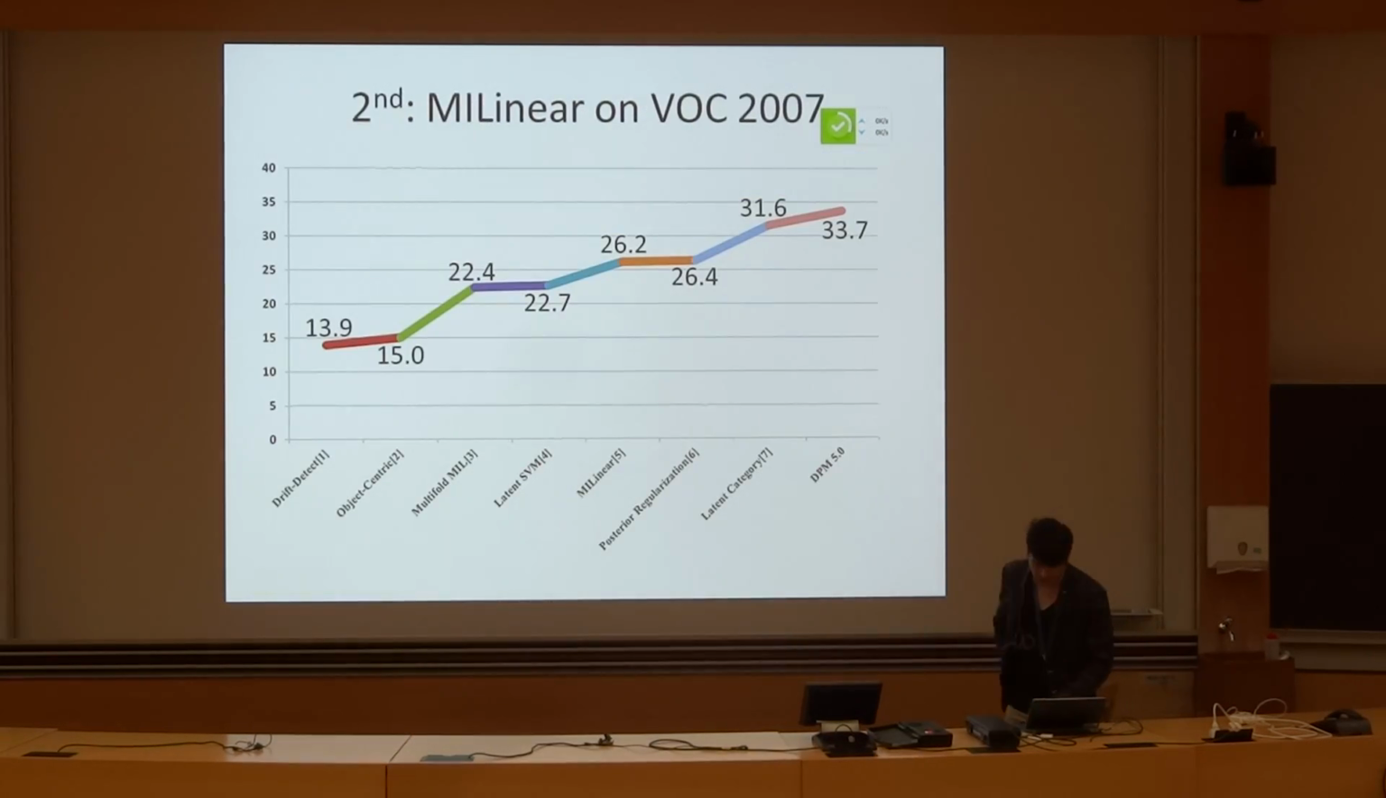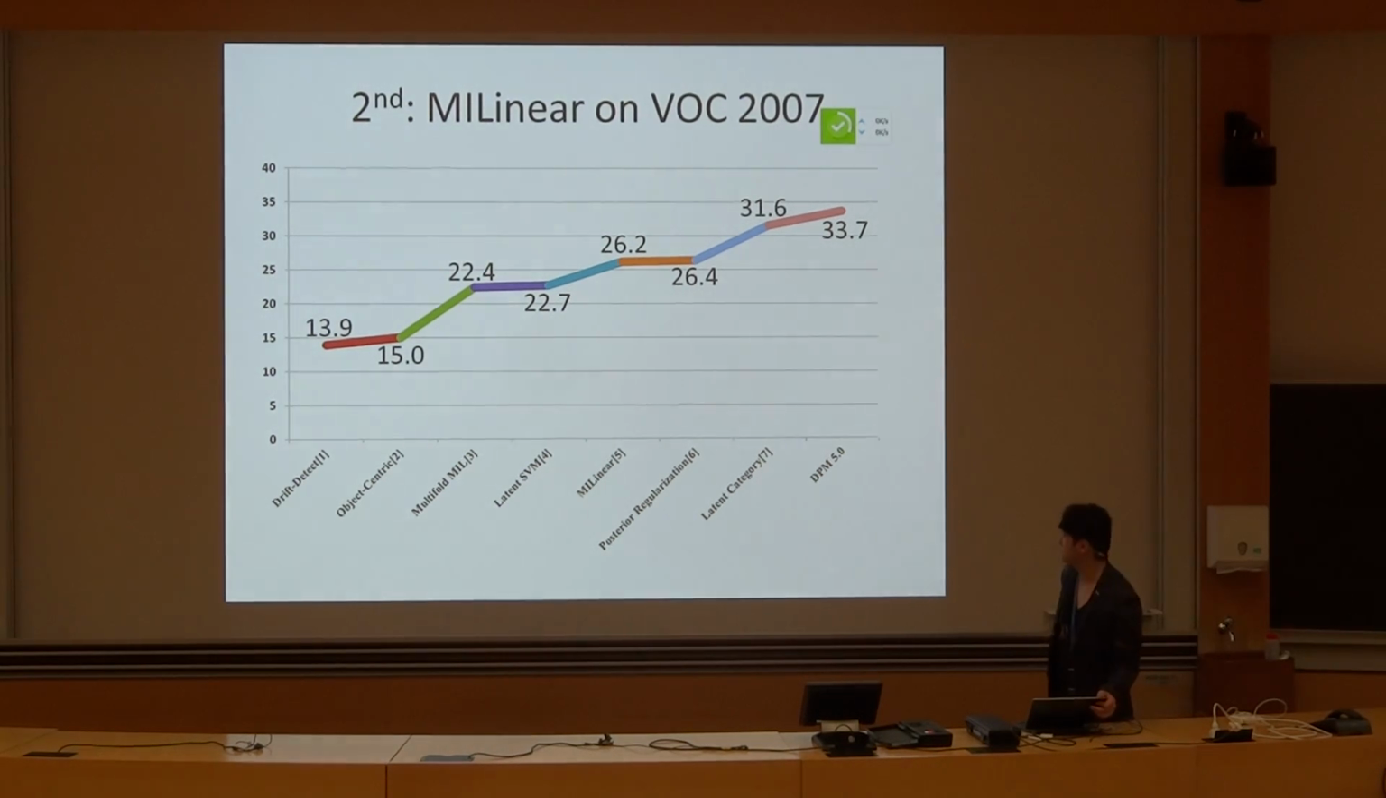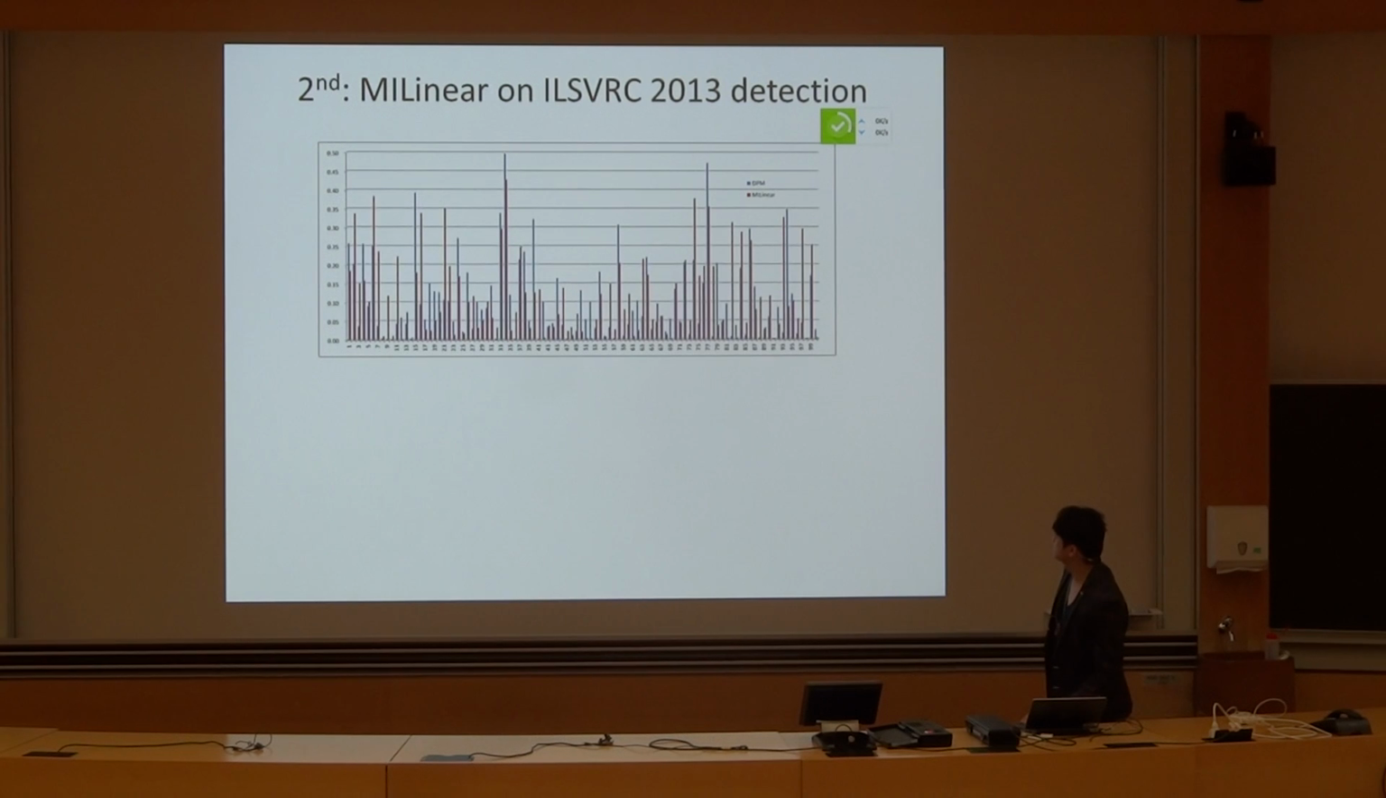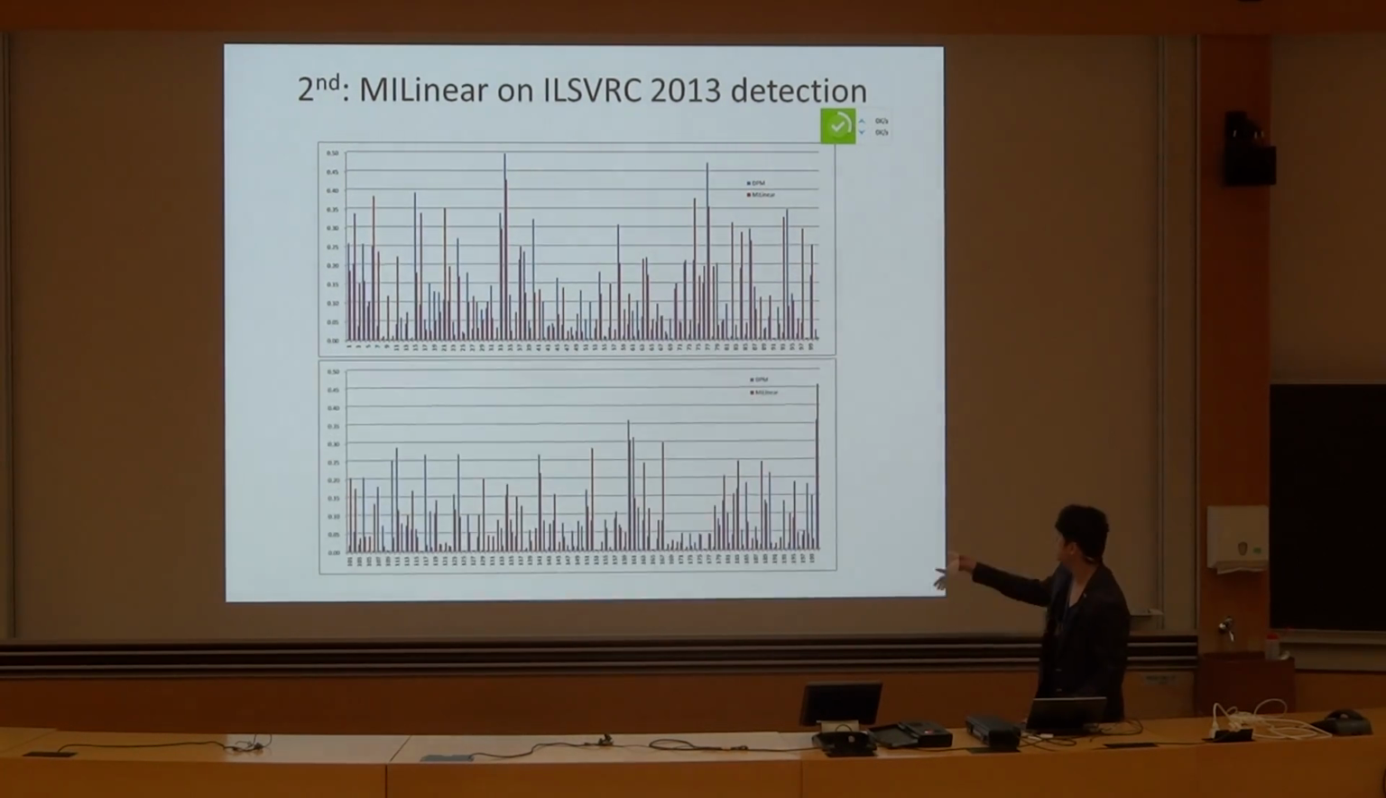Okay, so let's look at the results on Pascal 2007. This you have seen before at the beginning, and this is the result. Also, we have done some experiments on last year's detection challenge. This is the result of the first 100 categories, and this one is the second. The red one is our results, and the blue one is the fully supervised DPM result.